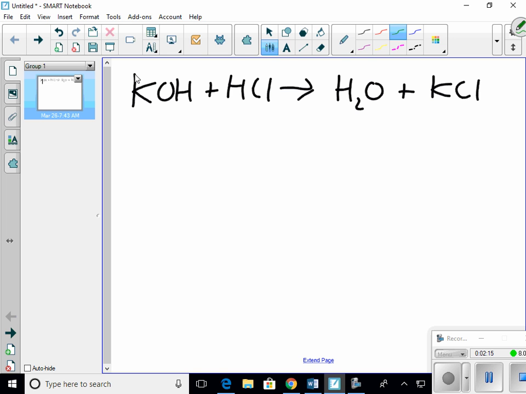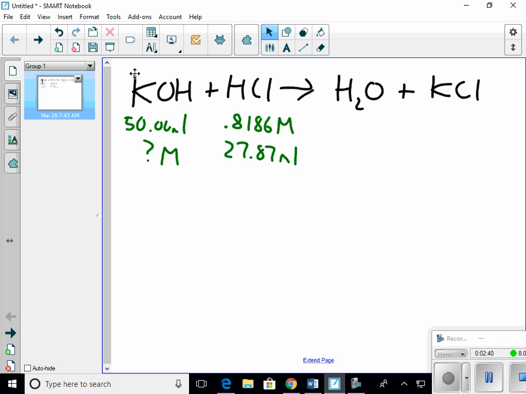Now, to help out with my organization here, I'm just going to write down underneath here the values that were given to me in the problem. This was 27.87 milliliters. This was 50.00 milliliters. I want the molarity. Now, you could just easily highlight or circle those parts within the problem, but hopefully you're realizing by now the importance of annotating a question in this class.